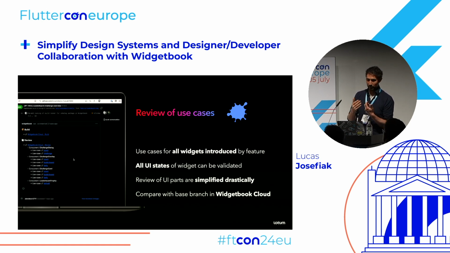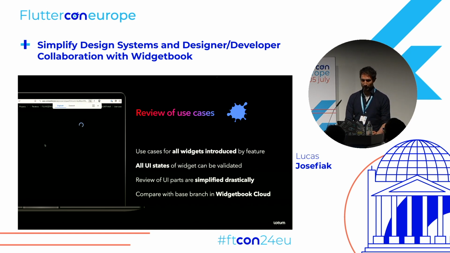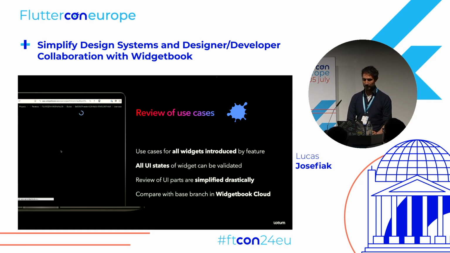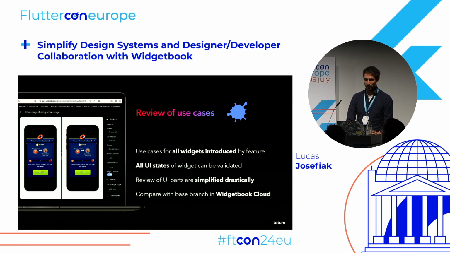And with Widgetbook, it is also very easy for the reviewer to identify and validate all the different UI states that a widget could extend or could really represent. So with the use of Widgetbook Cloud that was already shown and the corresponding GitHub app, you get a list of use cases for all affected widgets that are attached to your pull request. And you can directly inspect and validate them in the Widgetbook Cloud. And this has really simplified the review of the UI parts of a feature very much.